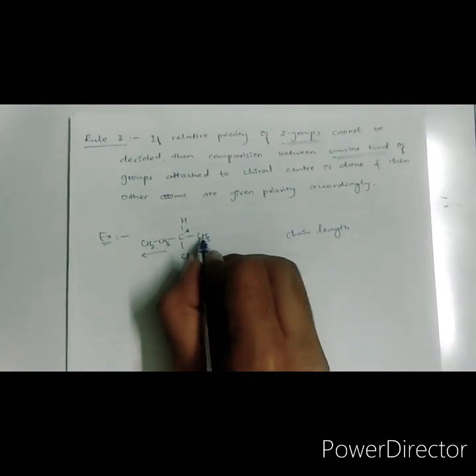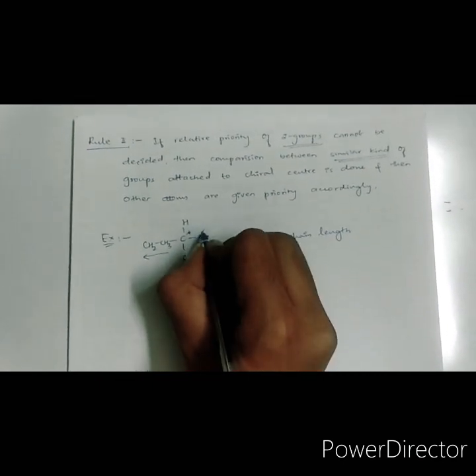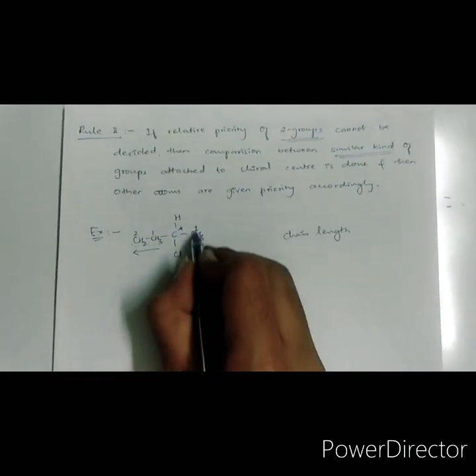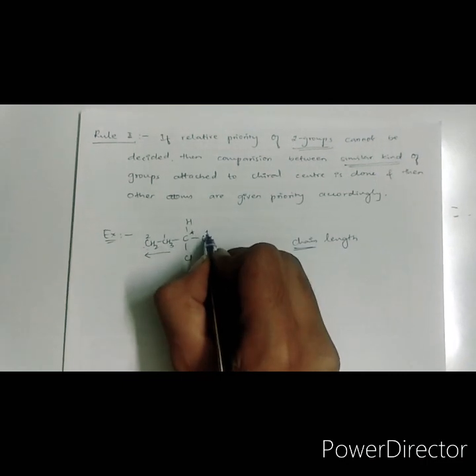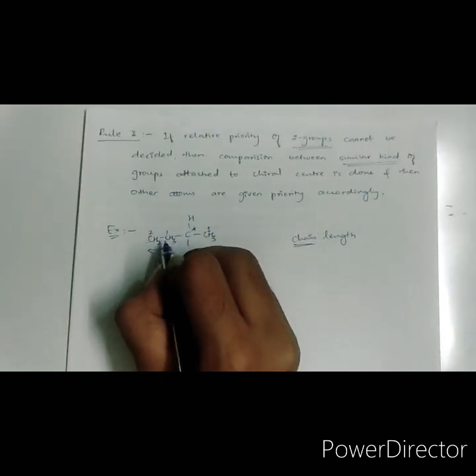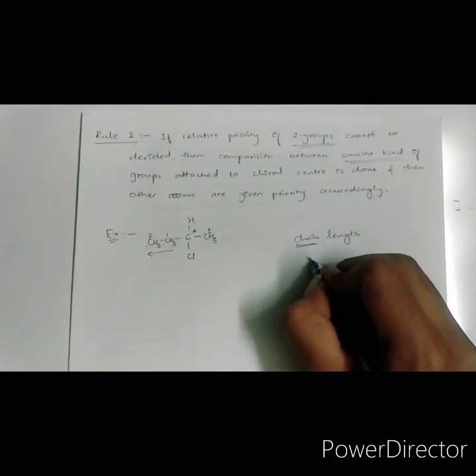So here you can see it is only one chain length, while here the chain length is 1 and 2. So this is a larger group while this is a smaller group. So based on the chain length the priority is divided. This is having low priority while this is having high priority, and also based on the atomic weight.